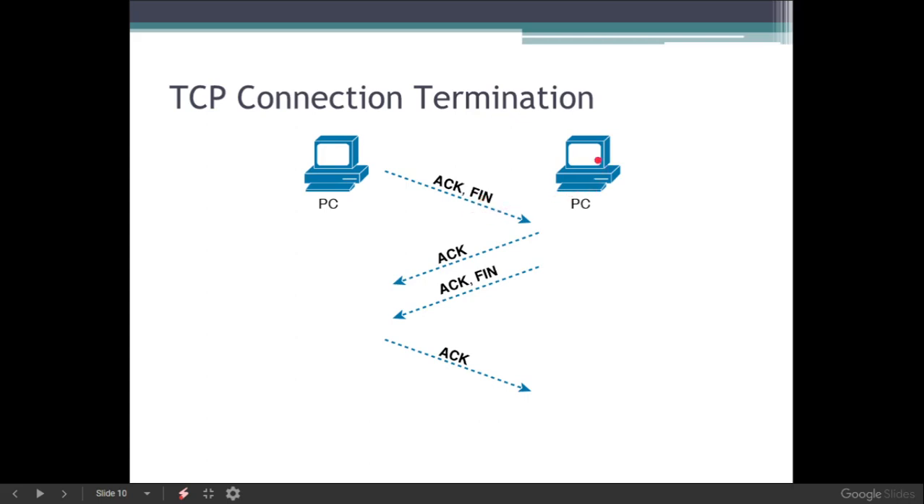The PC on the right then sends an acknowledgement to say, okay, I recognize that you want to close the connection. The PC on the right will then also go ahead and send a further acknowledgement and then a FIN to say, okay, I am closing on my end as well. And then the PC on the left will send an acknowledgement. So both ends are now closing the connection.